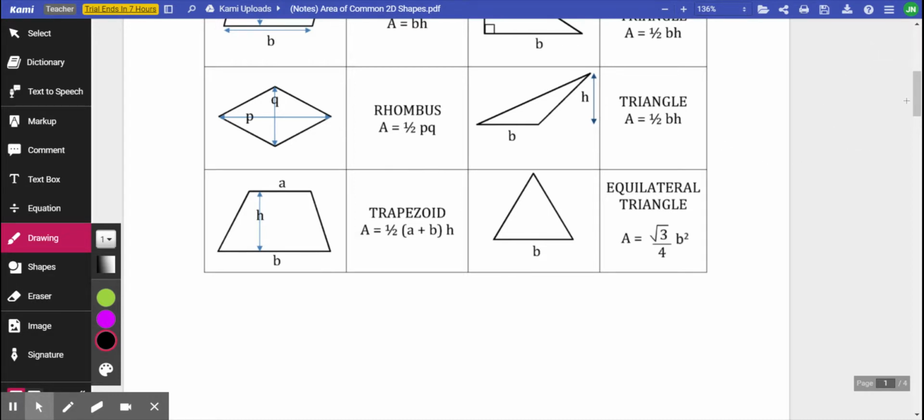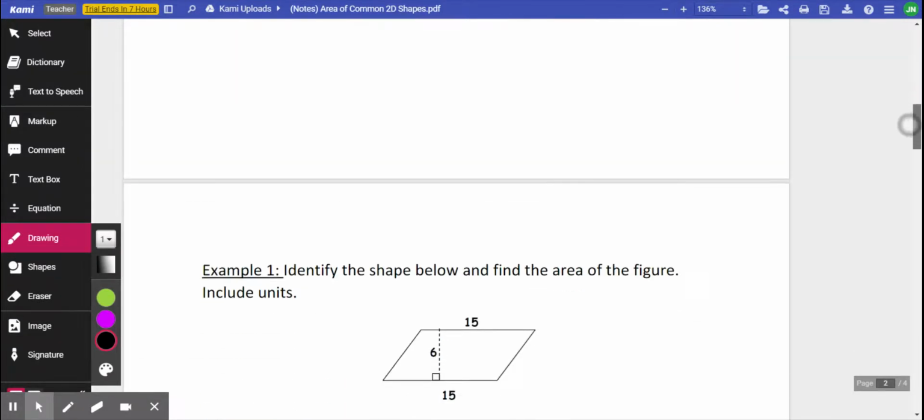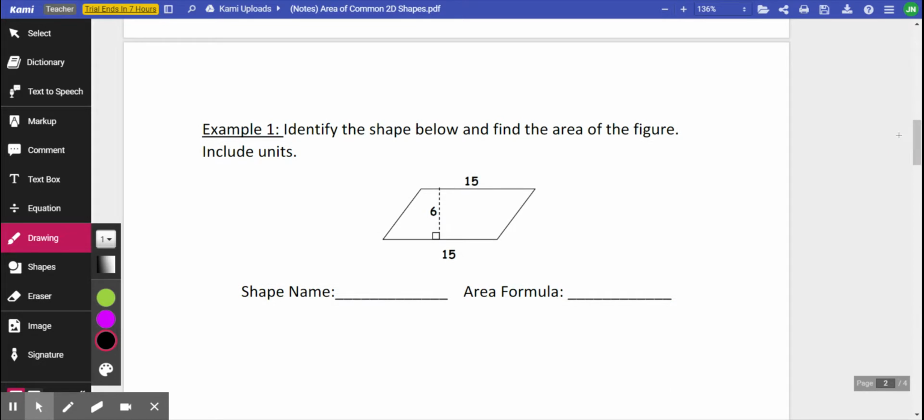Okay, so now that you guys saw the formulas, basically this lesson is going to be all about just showing you guys how to use the formulas, and that's essentially it. So example number 1 says, identify the shape below. So the first thing you need to figure out is what shape is it that they're actually showing you. And then once you do that, find the area of the figure, including the units if they give you any.